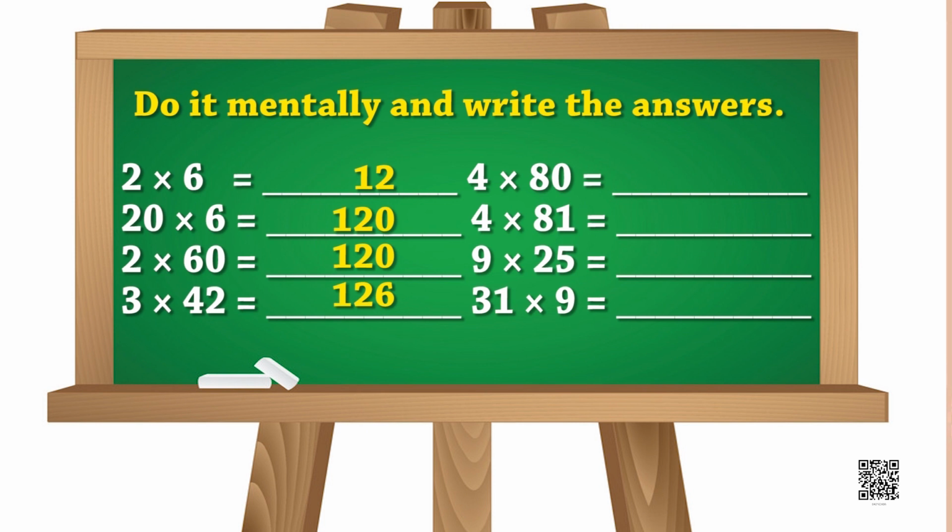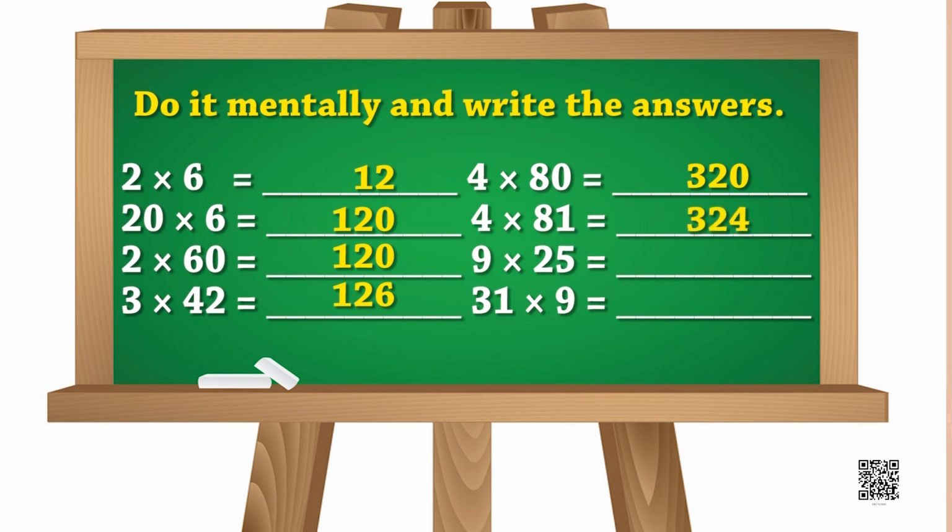Similarly, the next one is 4 into 80. If I make a guess, because 80 is already a multiple of 10, 80 into 4 gives me 320. Similarly, the next problem is 4 into 81. The nearest ten is 80, which we worked out earlier. So, it is 320. Now, I have to add one more 4 to that. Therefore, my answer becomes 324.